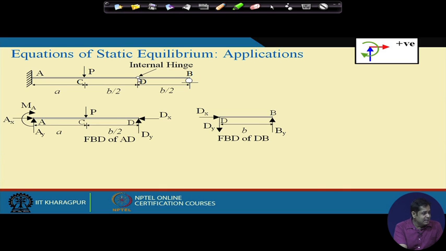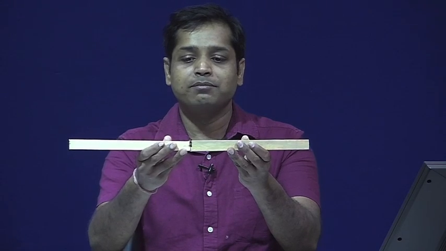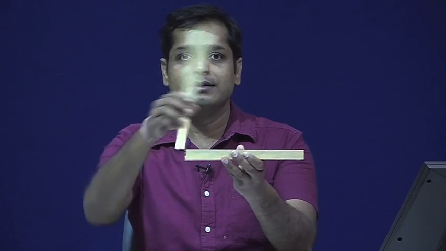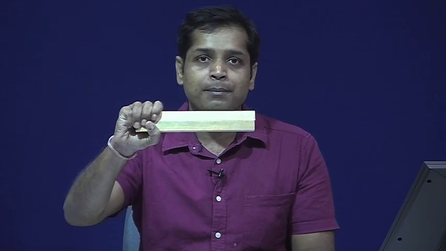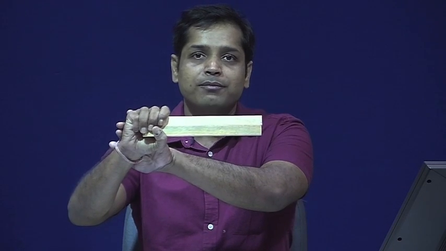And since this is a hinge, we know that a hinge cannot provide any resistance to rotation. If you remember, we showed that if this is a hinge, then this is free to rotate, right? But if you take a cantilever beam like this, this is the fixed support, and this is stable, right.